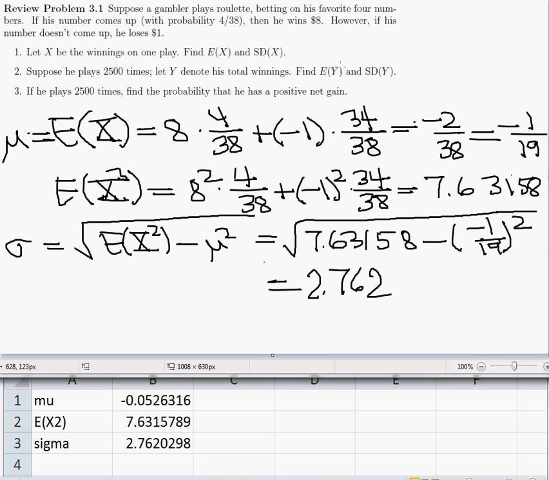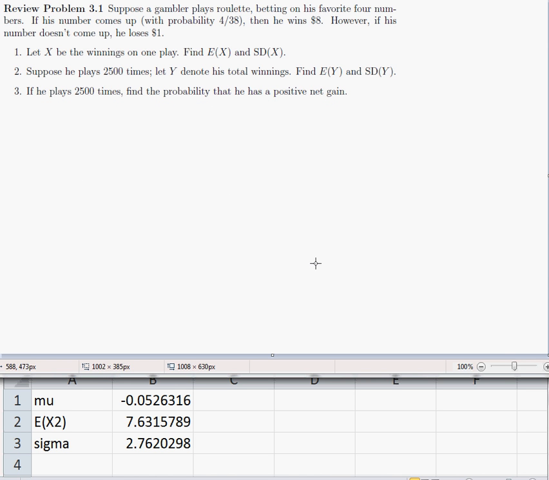Part 2, suppose that he plays 2,500 times. Find the expected value of y and the standard deviation of y. To do this, let's clear off the work that we've already done here. This is a sum problem, and so I need the expected sum and the standard error for the sum. The expected sum will be equal to n times mu. That's the formula for expected sum.